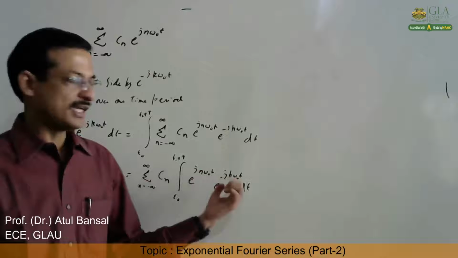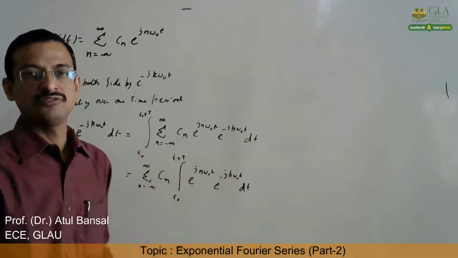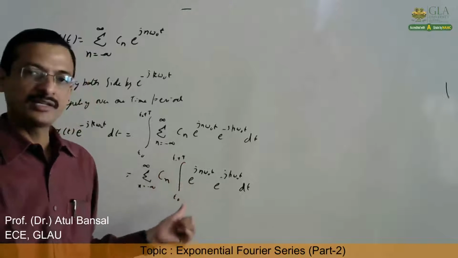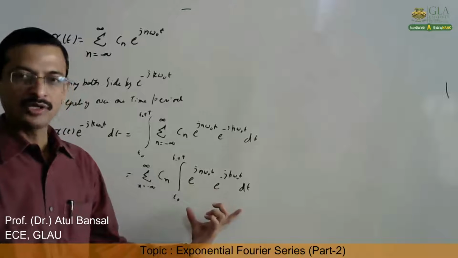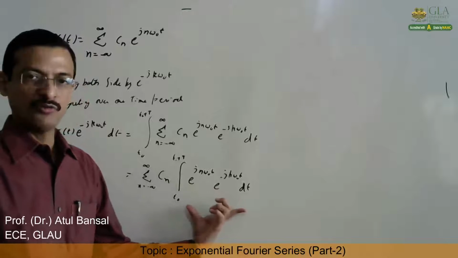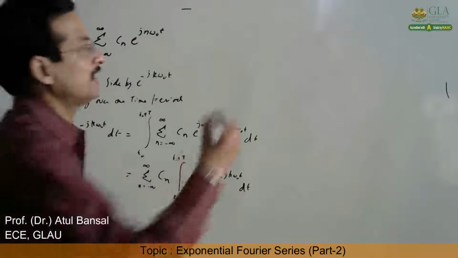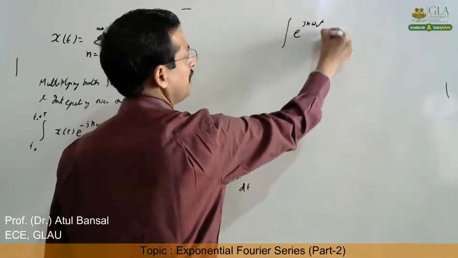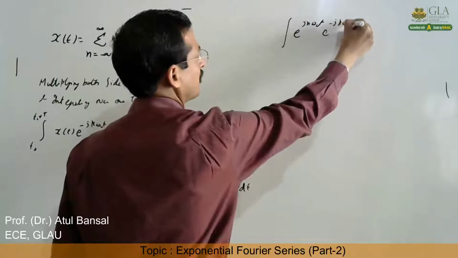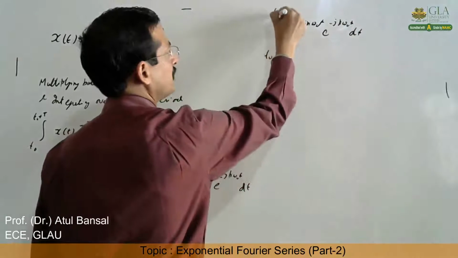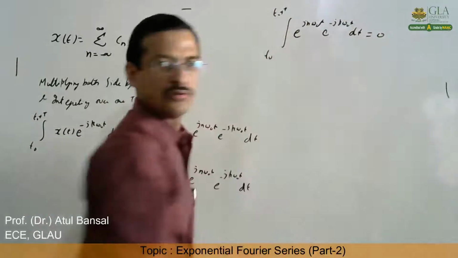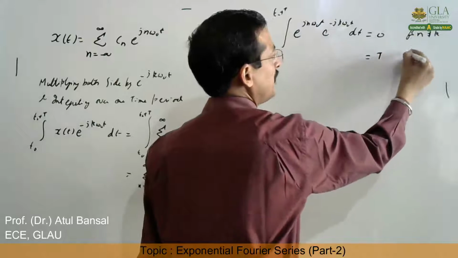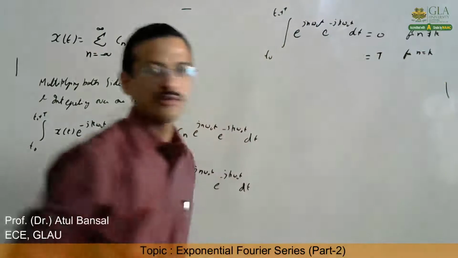But if n is equal to k, what will happen? This will become e raised to power 0 and that will become 1. So at that time, the integral answer would be equal to capital T. Otherwise this would be 0 for n not equal to k. So we can write the integral of e raised to power j n omega naught t e raised to power minus j k omega naught t dt, from T0 to T0 plus T, would be equal to 0 for n not equal to k, and equal to T for n equal to k.